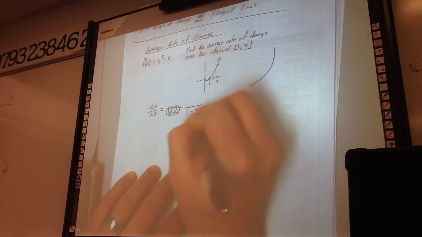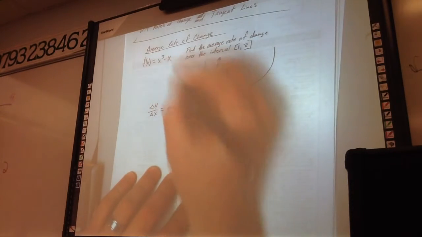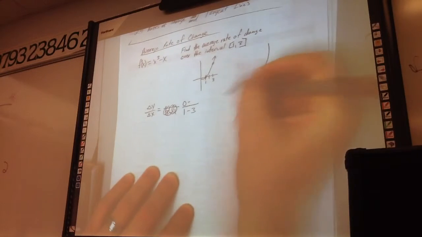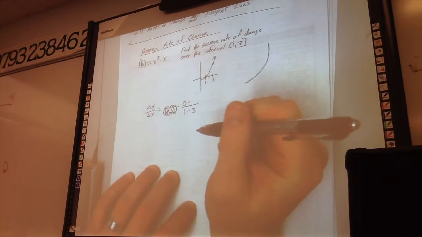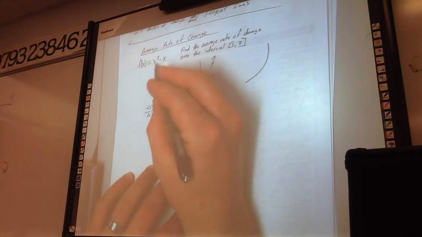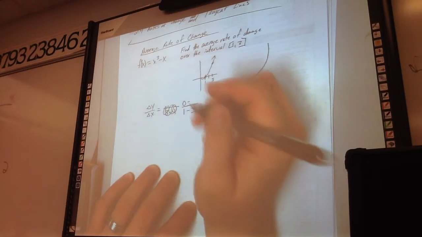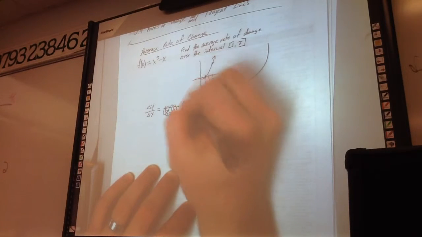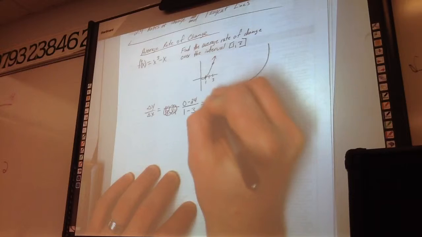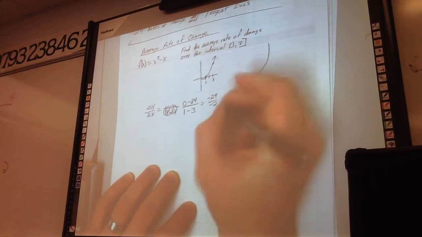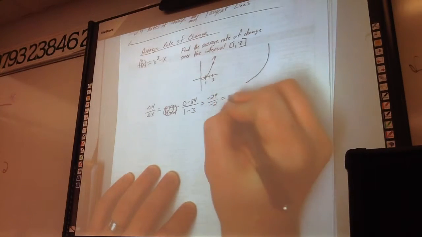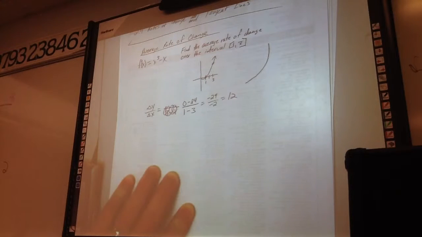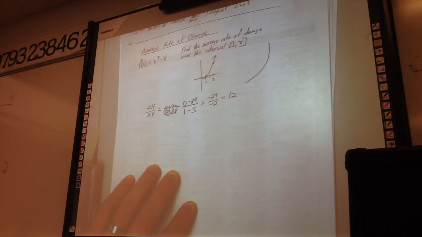So 1 minus 3. If I plug in 1, 1 minus 1 is 0, minus, if you plug in 3, what do you get? 24. 3 to the third is 27 minus 3, right? So we get negative 24 over negative 2, which is 12. So the average slope of that would be 12. That's like average speed. So to find y's, you plug in the x's.